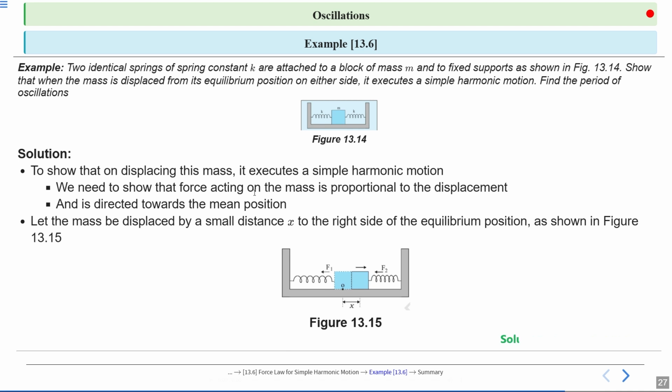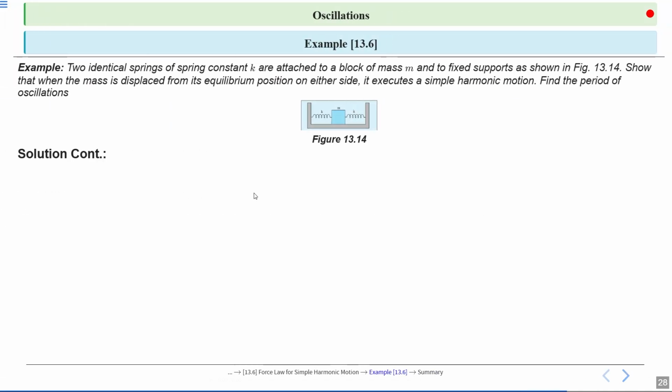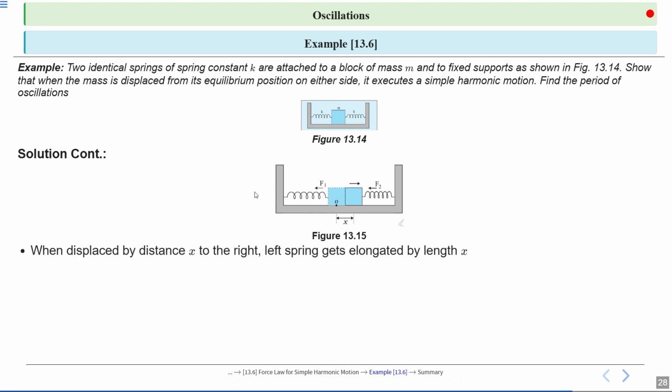Now, when displaced by a distance x to the right, the left spring gets elongated by length x. This means both springs are either stretched or compressed by the same distance, but in opposite ways. Both springs contribute to the total force acting on the block. So, focusing on the right spring, when the block moves right, this spring is compressed by x. So both springs are either stretched or compressed by the same amount, but in opposite directions.